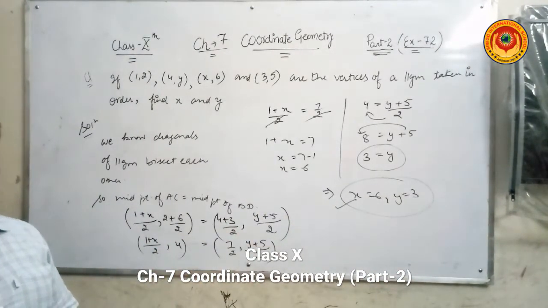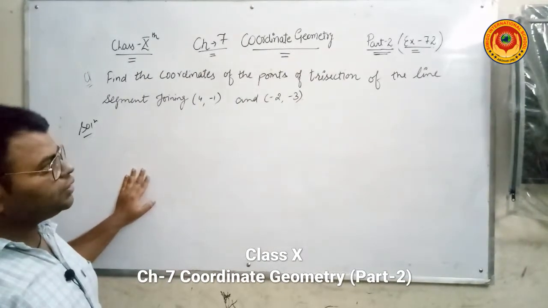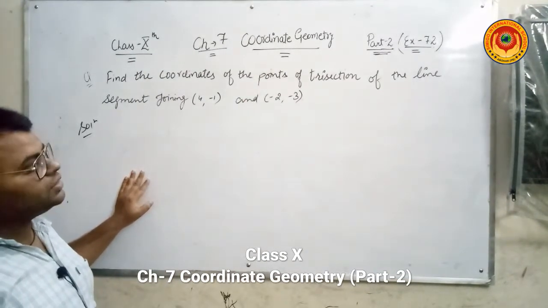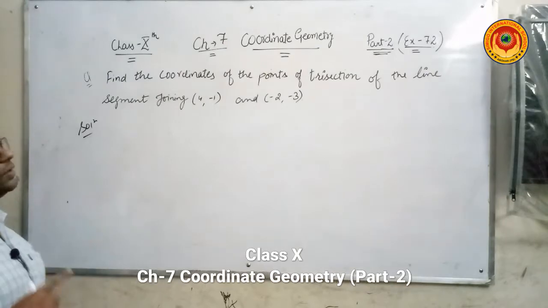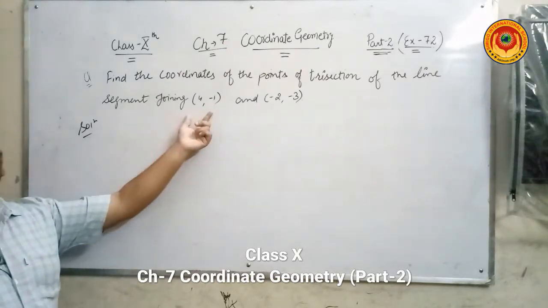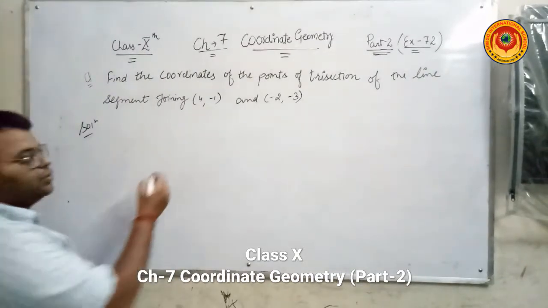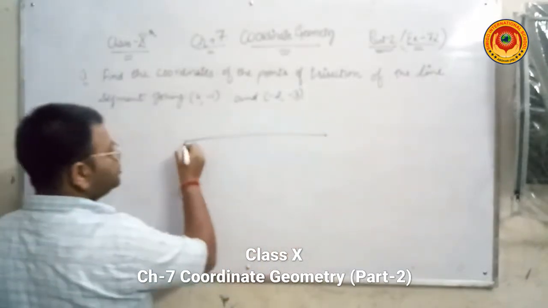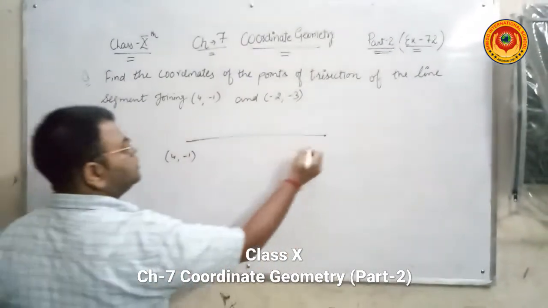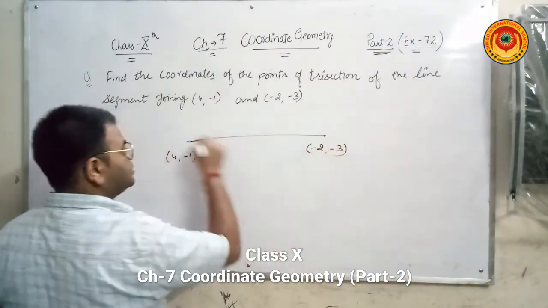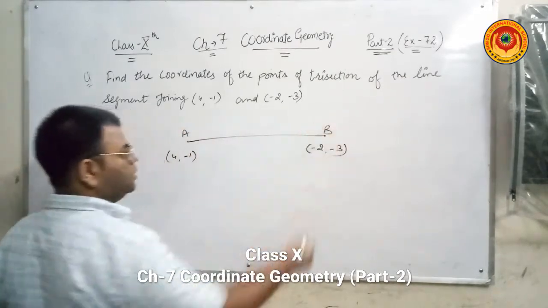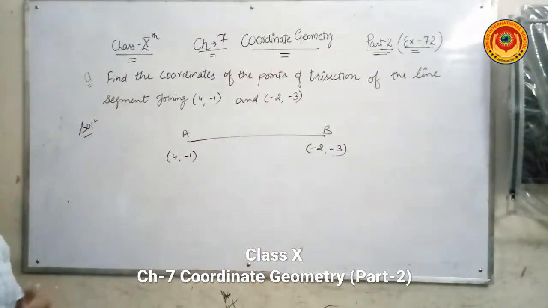So next question. Find the coordinates of the points of trisection of the line segment joining (4, -1) and (-2, -3). Suppose you are having 2 points (4, -1) and (-2, -3). Let it be A and this one is your B. Question is points of trisection.